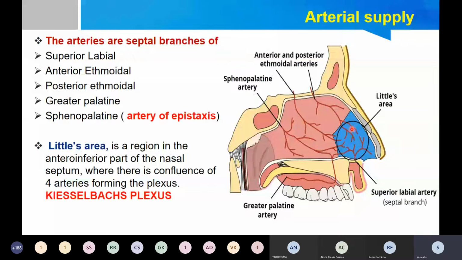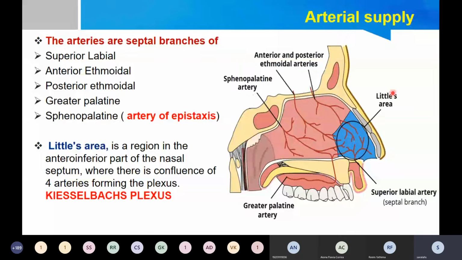Okay, so all these four, that is superior labial, anterior ethmoidal, greater palatine, and the sphenopalatine arteries, they form a network or confluence in the antero-inferior part of the nasal septum. That confluence of arteries is called the Kesselbach's plexus, and that area in the antero-inferior part of the nasal septum is called Little's area.